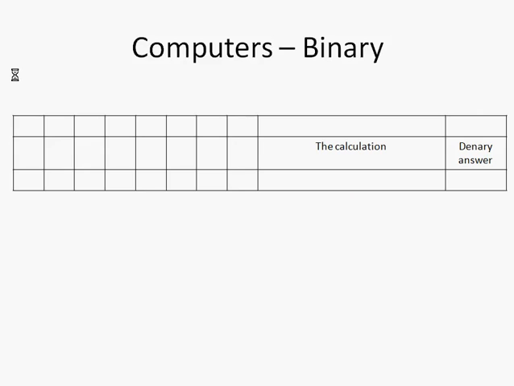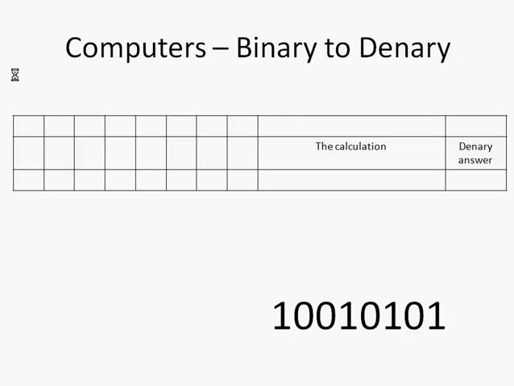So what you're going to need to know is how to convert a binary number into a denary number, or a decimal number, and back again. But we'll look at converting binary to decimal first of all. The binary number that we're going to need to convert in this example is 10010101, and that is an 8-bit binary number because it's got 8 digits in it.